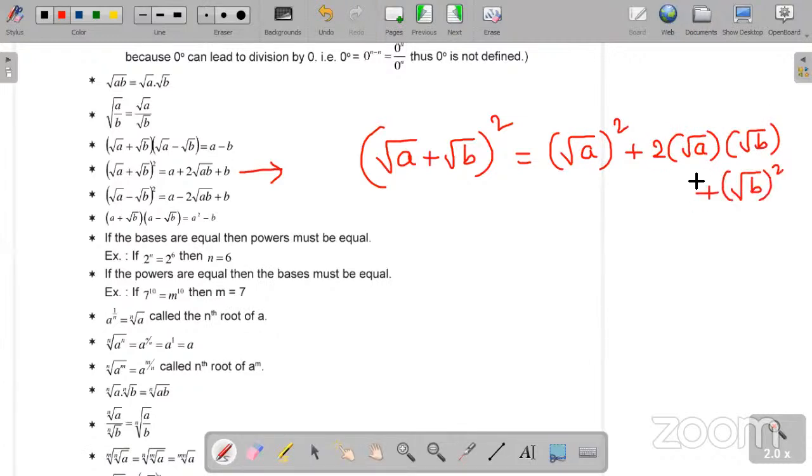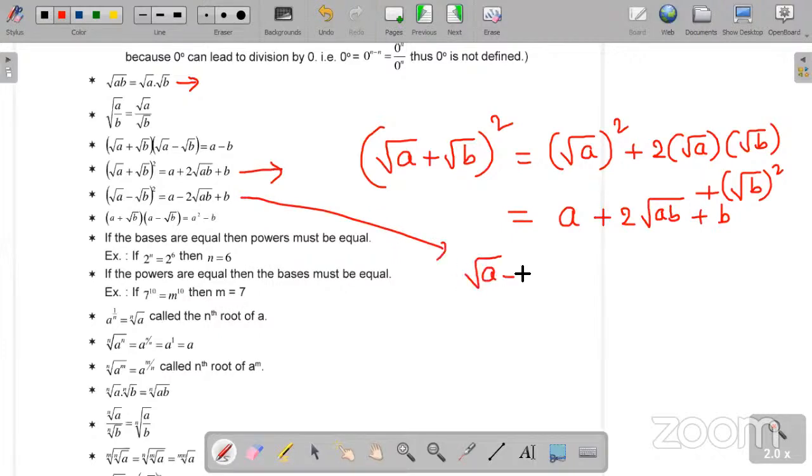Already we know the values of root a whole square as well as root b whole square. Even we know root a into root b is equal to root of ab. Root a whole square is a, plus 2 root of ab, plus root b whole square is b. This is root a plus root b whole square. In the similar lines, root a minus root b whole square is equal to a minus 2 root ab plus b. I hope it's very clear to you.